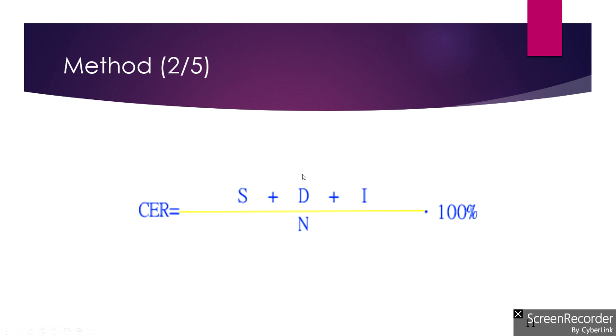CER stands for character error rate, which evaluates the similarity between the original speech text and the recognized text. The lower the CER value, the better the similarity between the two. S represents the total number of substitution errors. D represents the total number of deletion errors. I represents the total number of insertion errors. N represents the total number of correct characters.